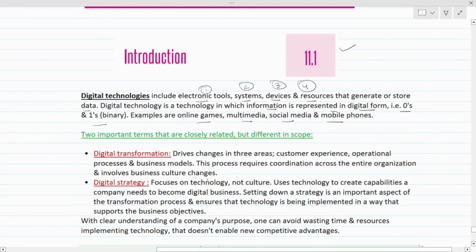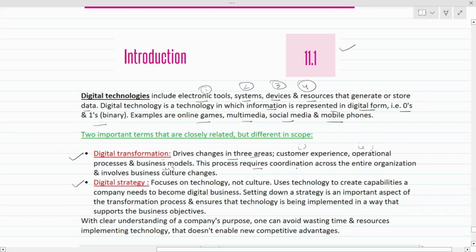Now there are two important terms that are closely related but different in scope. So please understand these two things, very important. First, what is digital transformation, and then we will discuss digital strategy. Now what exactly is digital transformation? It drives changes in three areas. What are they? First is customer experience, the second is operational processes, and the third is business models, right? So in digital transformation, we are bringing changes in three areas: customer experience, operational processes, and business models.